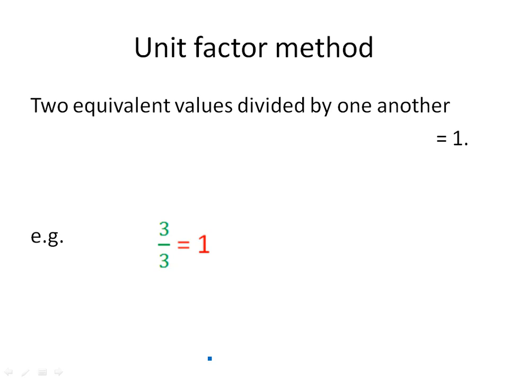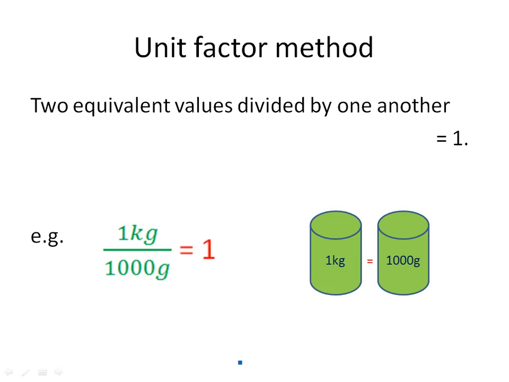3 is equivalent to 3, and so dividing the 2 equivalent values, 3 and 3, by one another gives you 1. Again, this probably seems silly, but if we take something like 1 kilogram being equivalent to 1,000 grams, then this method starts to get useful. 1 kilogram is the same thing as 1,000 grams. The two are equivalent to one another. So dividing 1 kilogram by the other, 1,000 grams, also gives you 1.